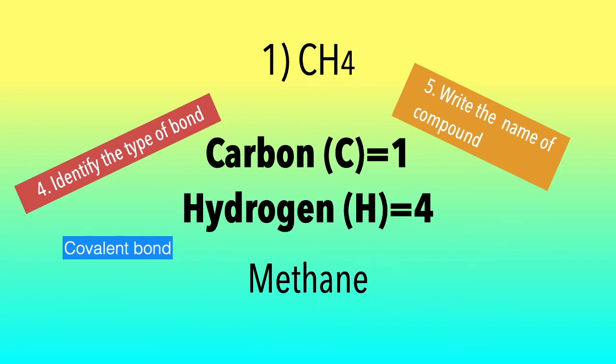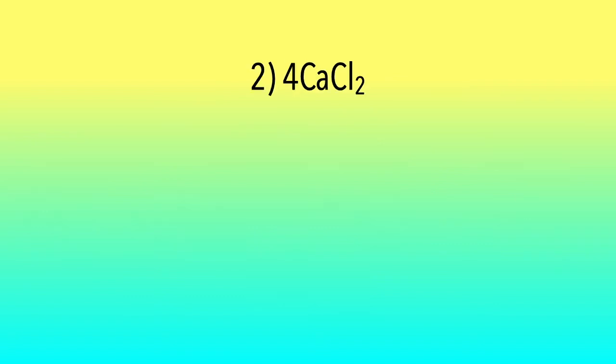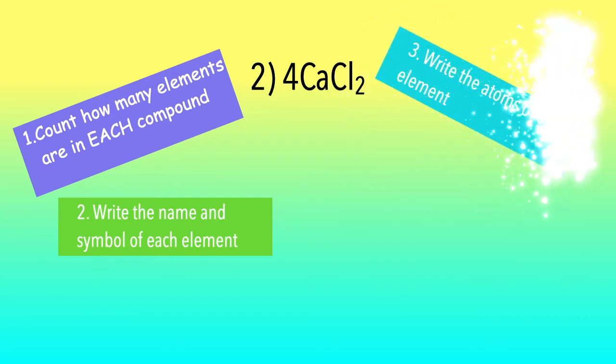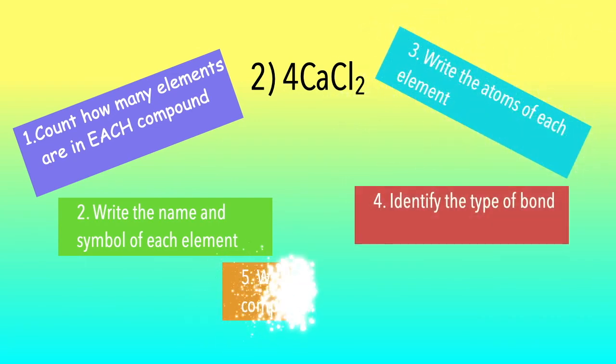As previously stated, you should already know the rules of nomenclature and be familiarized with some common compound names. So now it's your turn. Go ahead and pause this video and solve number 2. Don't forget the 5 rules. Count how many elements are in each compound, write the name and symbol of each element, write the atoms of each element, identify the type of bond, and write the name of the compound.